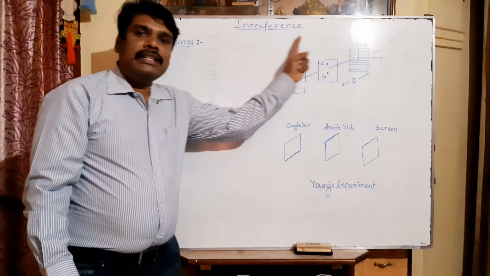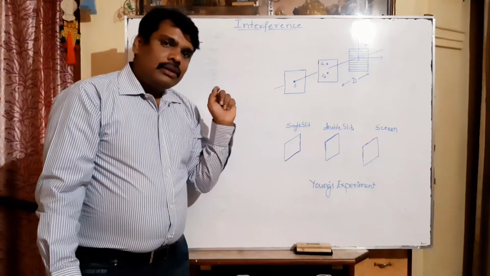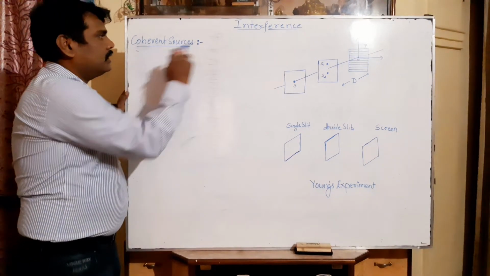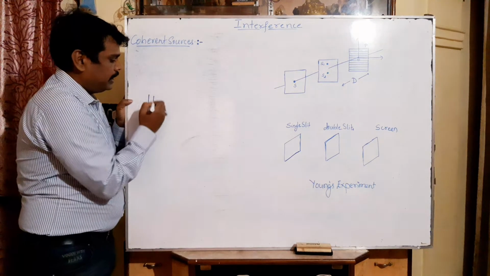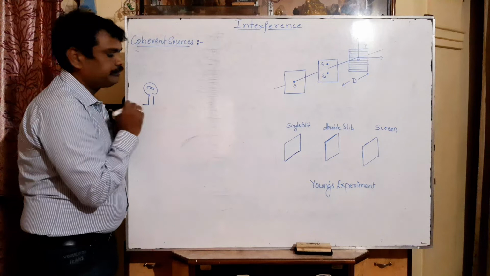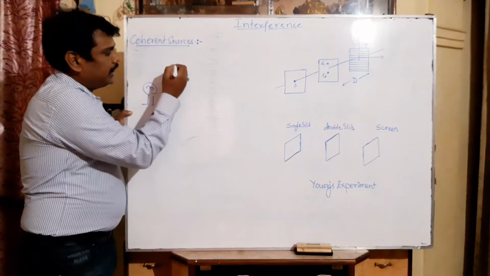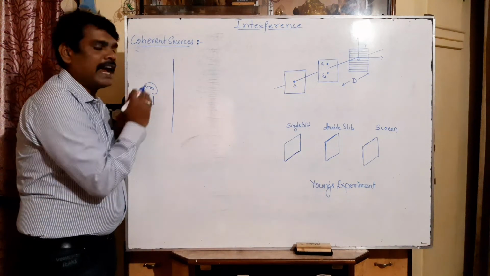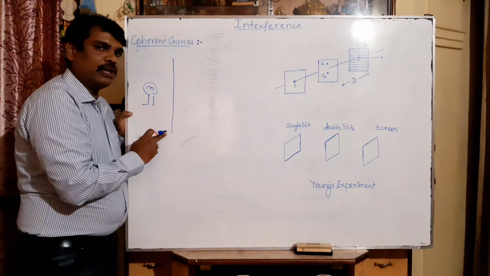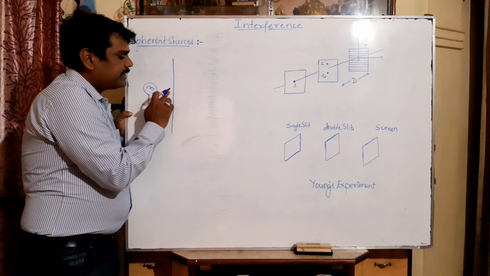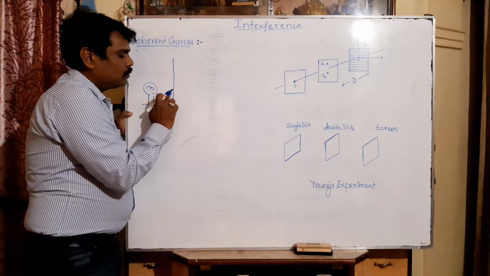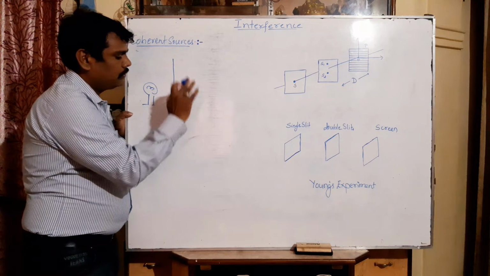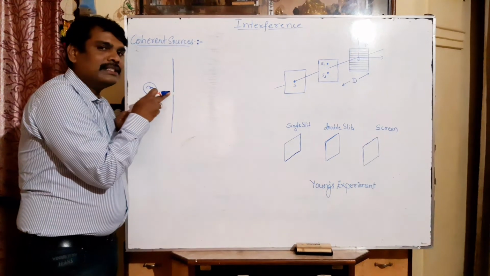To get interference, we have to maintain coherent sources. Clear? To understand coherent sources, let us consider an electric bulb. In front of the electric bulb, let us keep one cardboard sheet. This acts like an opaque body. Now, if you make a small opening in front of this source, the light starts passing through this narrow hole.